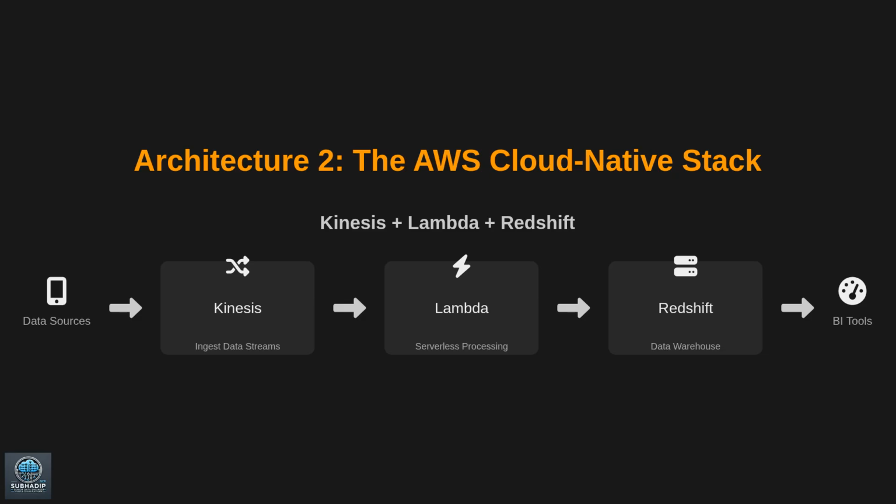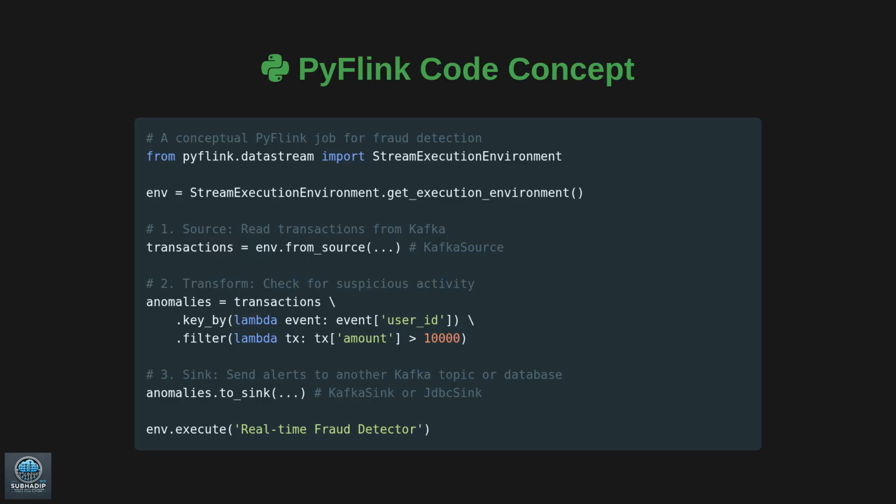For those in the cloud, an AWS native stack is a great option. Here, AWS Kinesis is used to ingest and buffer the streaming data. It can trigger AWS Lambda functions, which provide serverless, event-driven compute to process each piece of data. The processed data can then be loaded into a data warehouse like Amazon Redshift for analysis and visualization by BI tools.